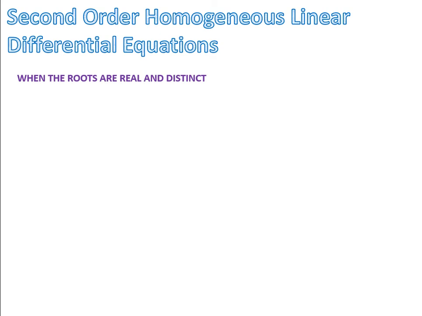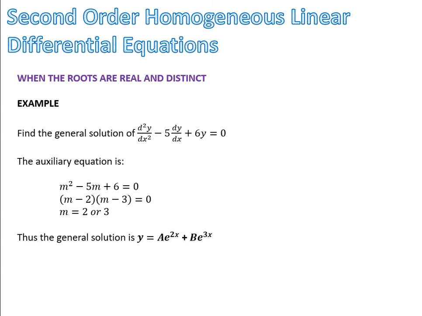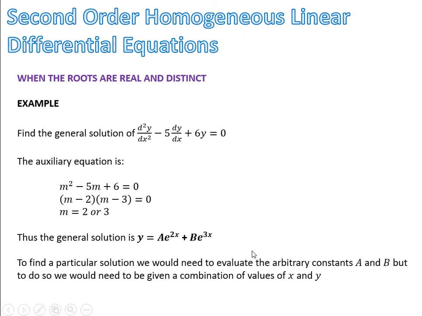The first one, the obvious one, is when the roots are real and distinct. This is the one which we most commonly have. We start with our second order homogeneous linear differential equation, and it would look something like this. All we actually need from this is the coefficients of each part, and we can take them out and create our auxiliary equation: 1m squared minus 5m plus 6 equal to 0. We factorize this, and we get two distinct solutions. Then our general solution is just y equals ae to the 2x plus be to the 3x. We're not finding a particular solution for this particular question, but if we did, that would give us a value for a and b.